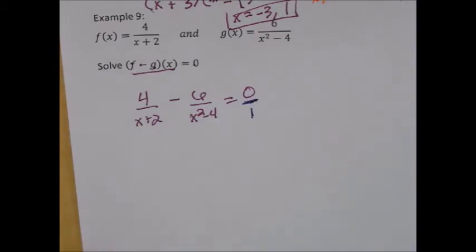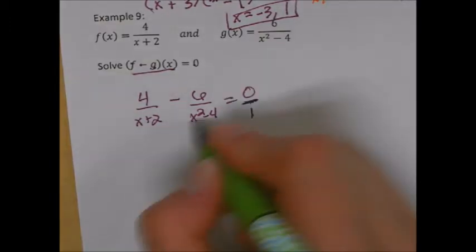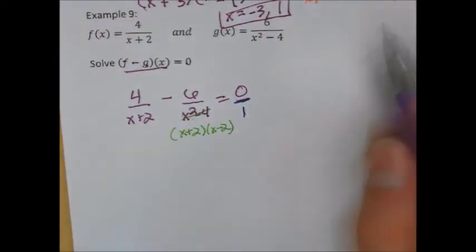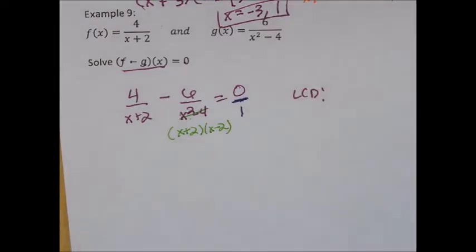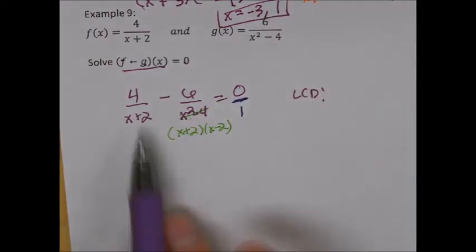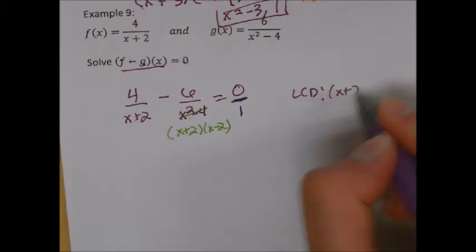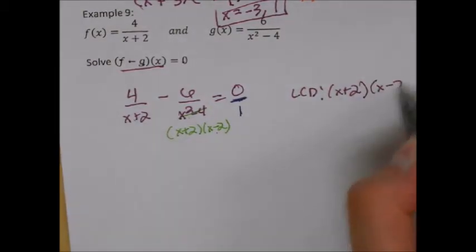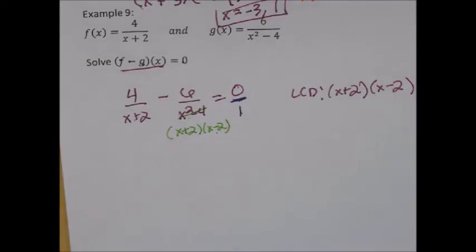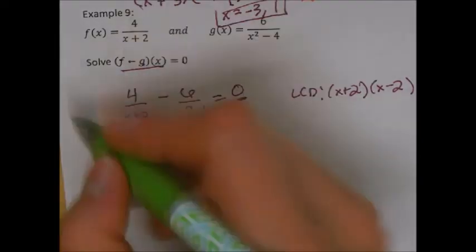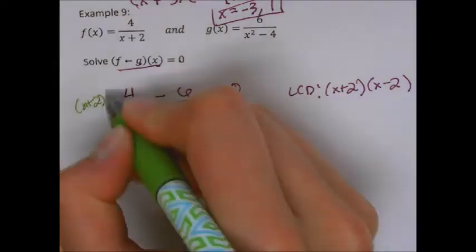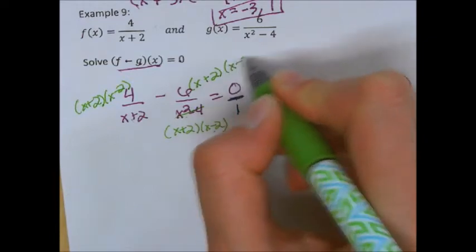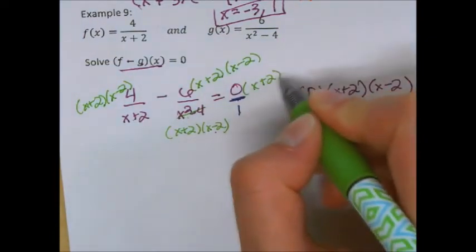I need to factor this to see what's there. It's a difference of squares, so that's x plus 2, x minus 2. So what's our least common denominator going to be? We're going to have an x plus 2. And then here I'm going to need an x minus 2. So that's what we're going to multiply by every single fraction. X plus 2, x minus 2.